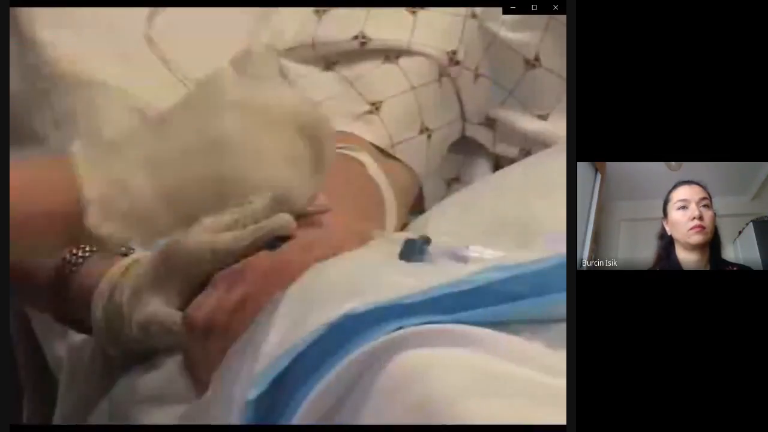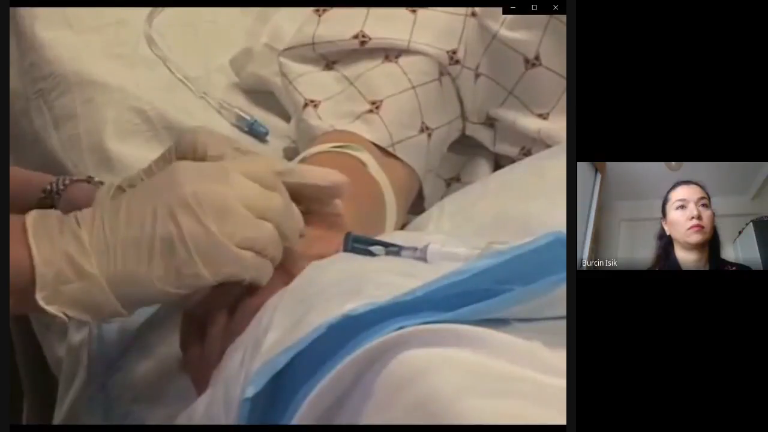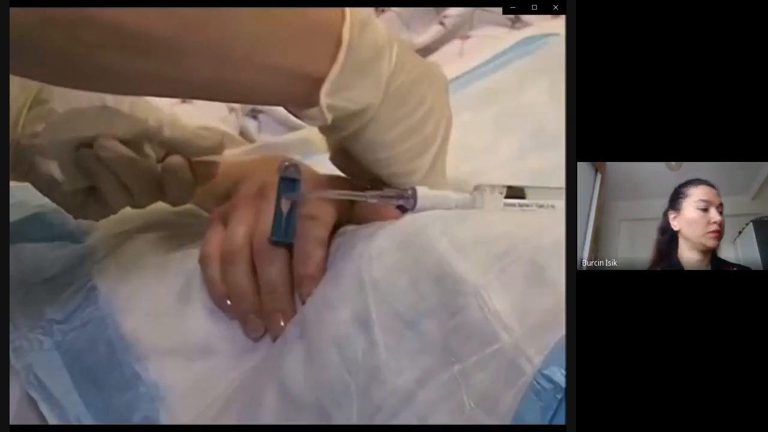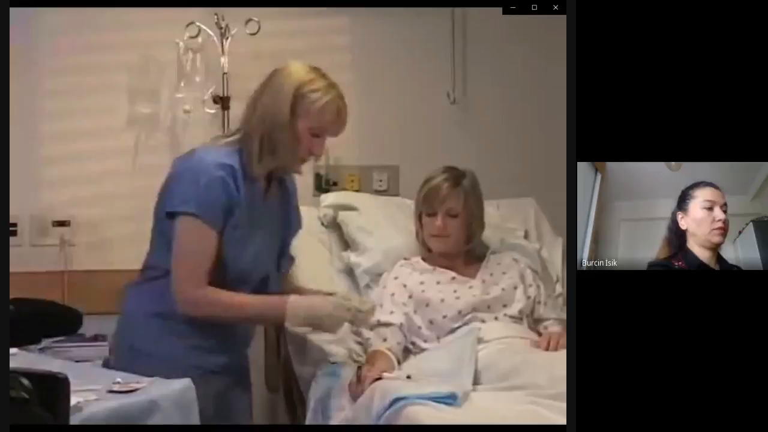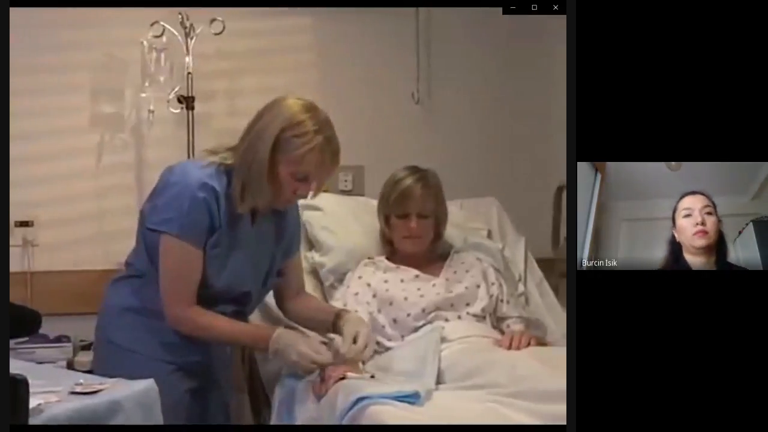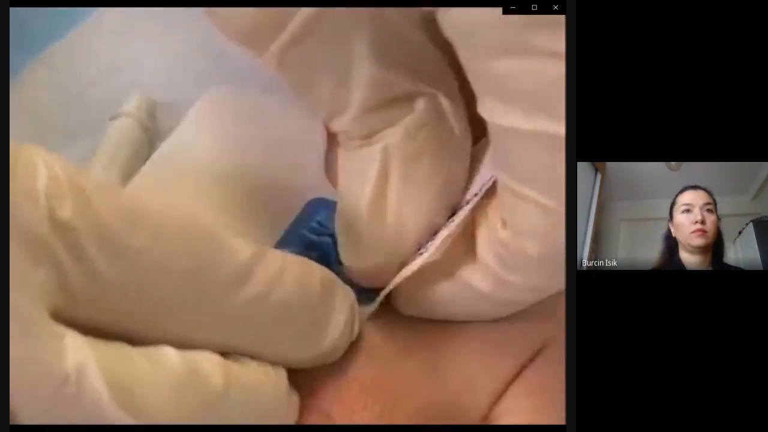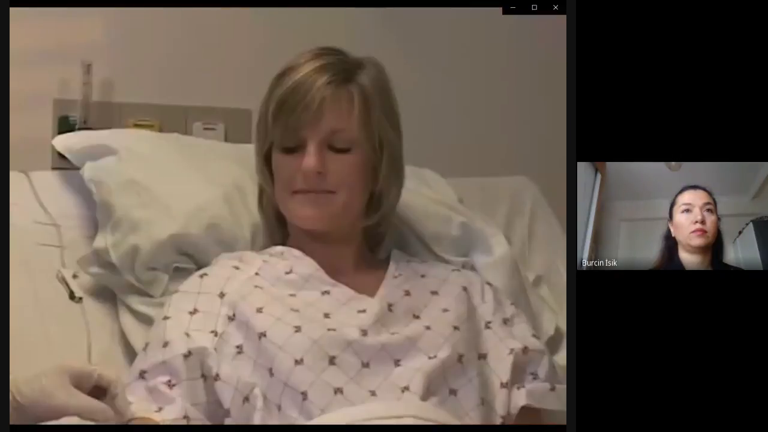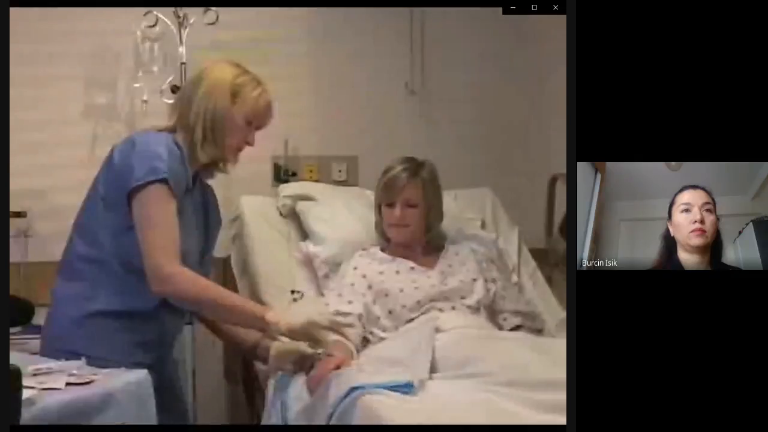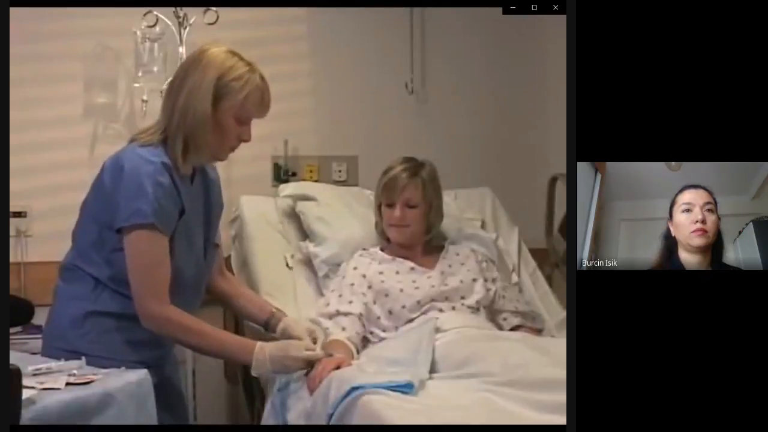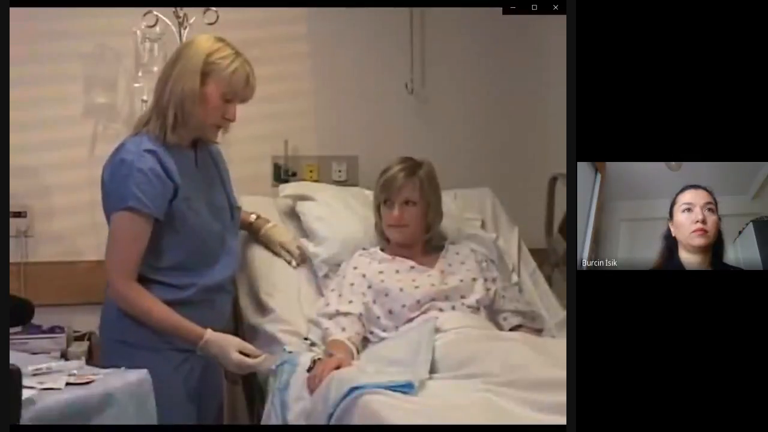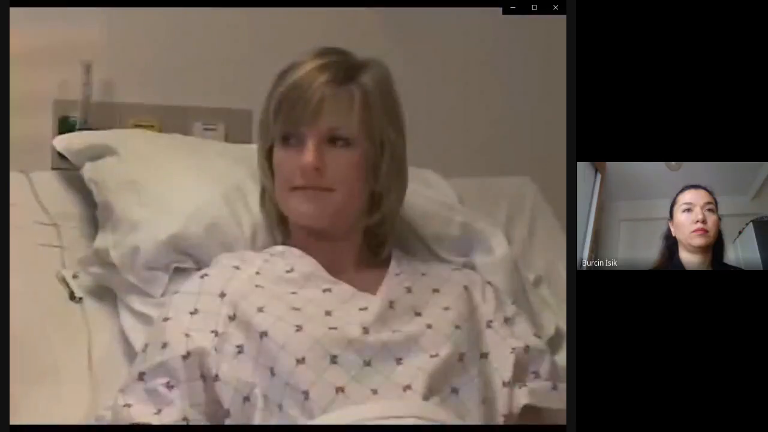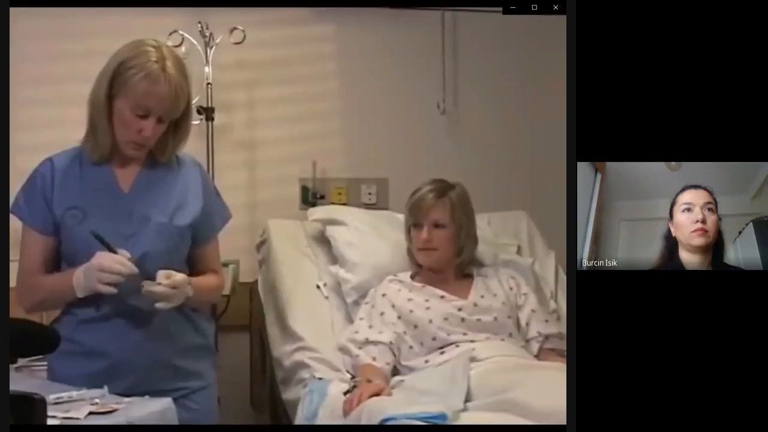The nurse connects the extension set to the catheter hub. She covers the puncture site with a sterile, transparent dressing. She then stabilizes the catheter using a mechanical securement device. The nurse connects the primary IV set to the extension set. And writes the date, time, size of catheter, and her initials on an identification label.